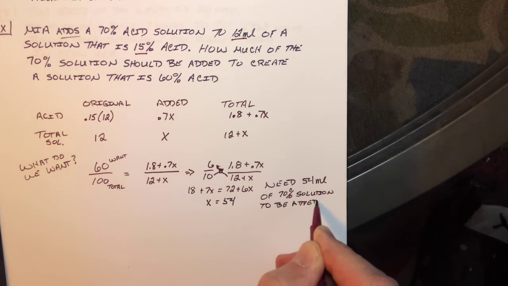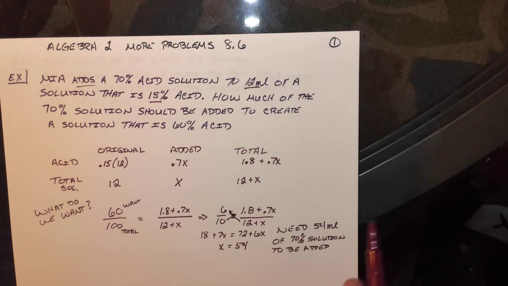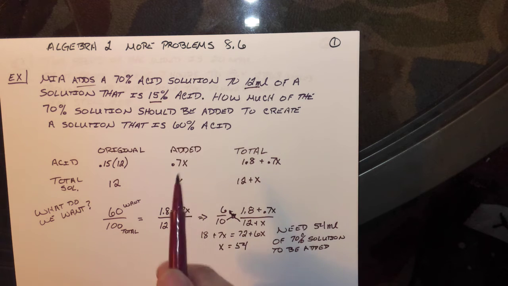That'll give us what? A solution that is 60% acid. That's what we're looking for. So, we'll have 66 milliliters of it, but it'll be that 60% acid mixture that we need.